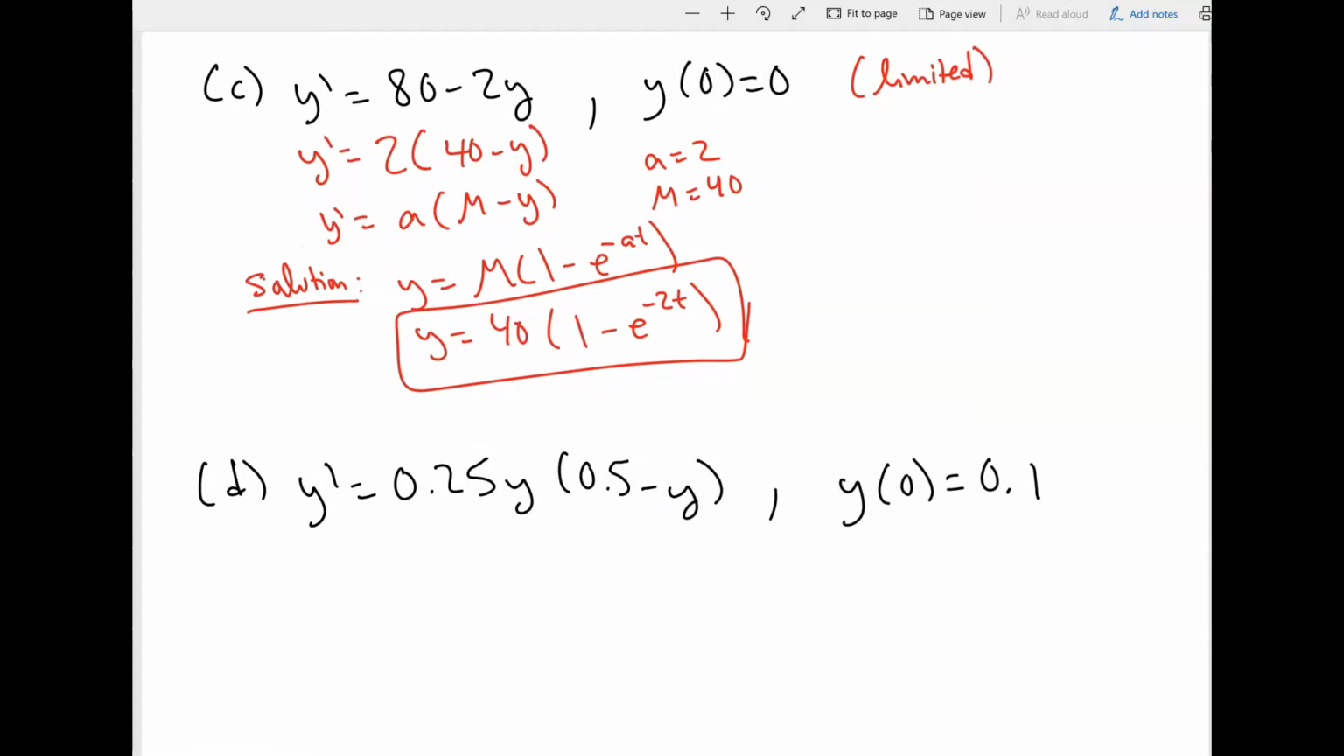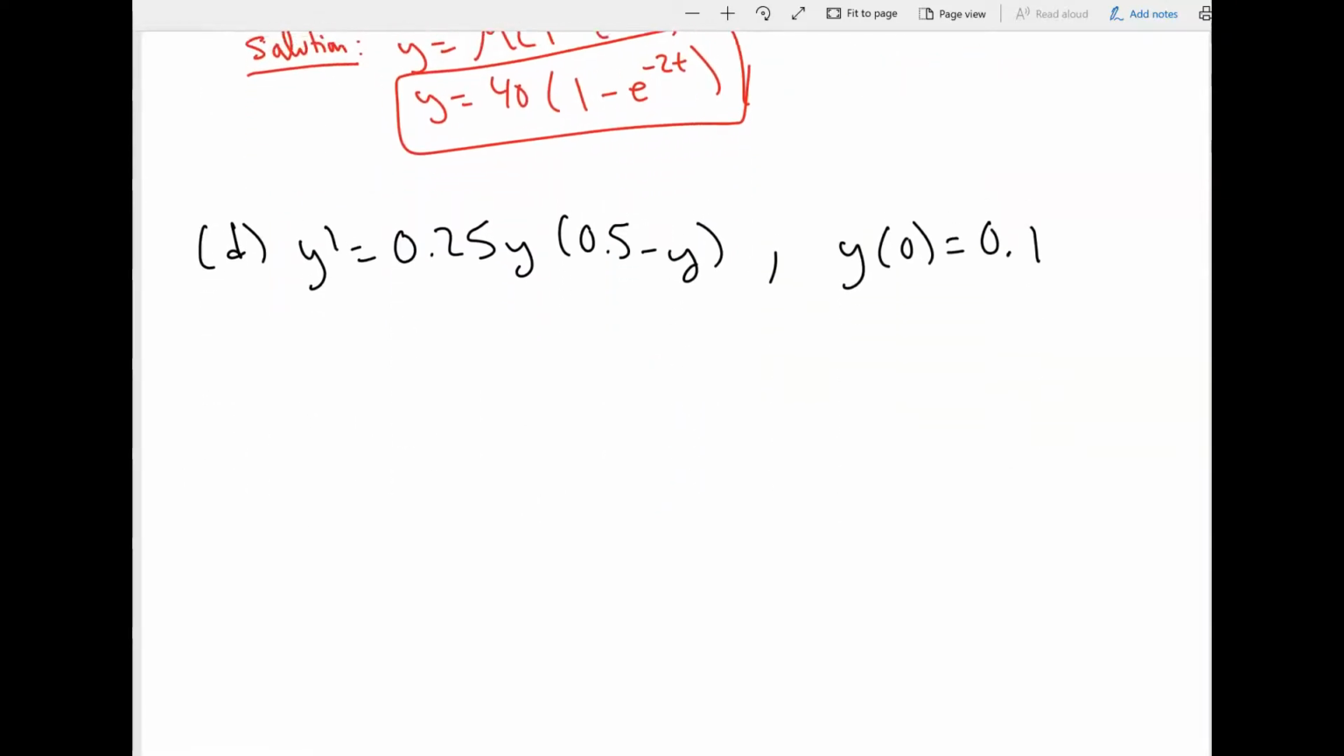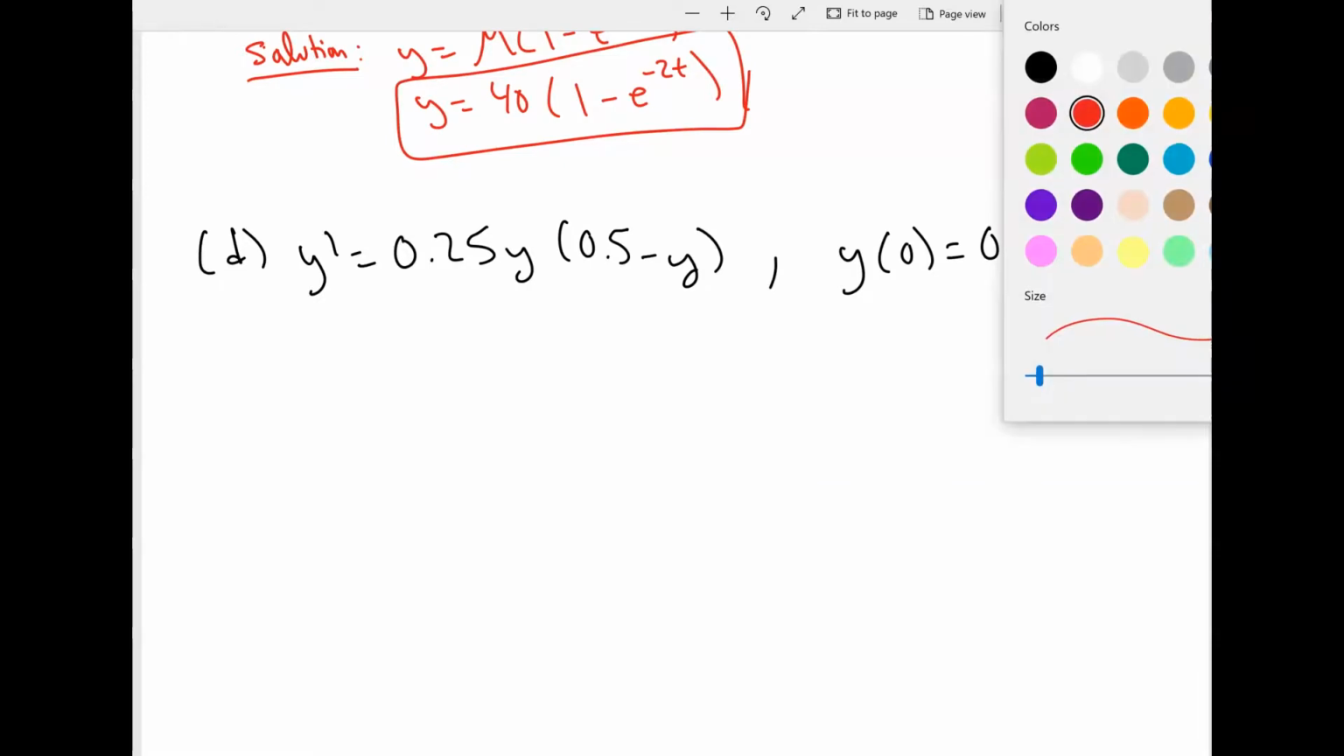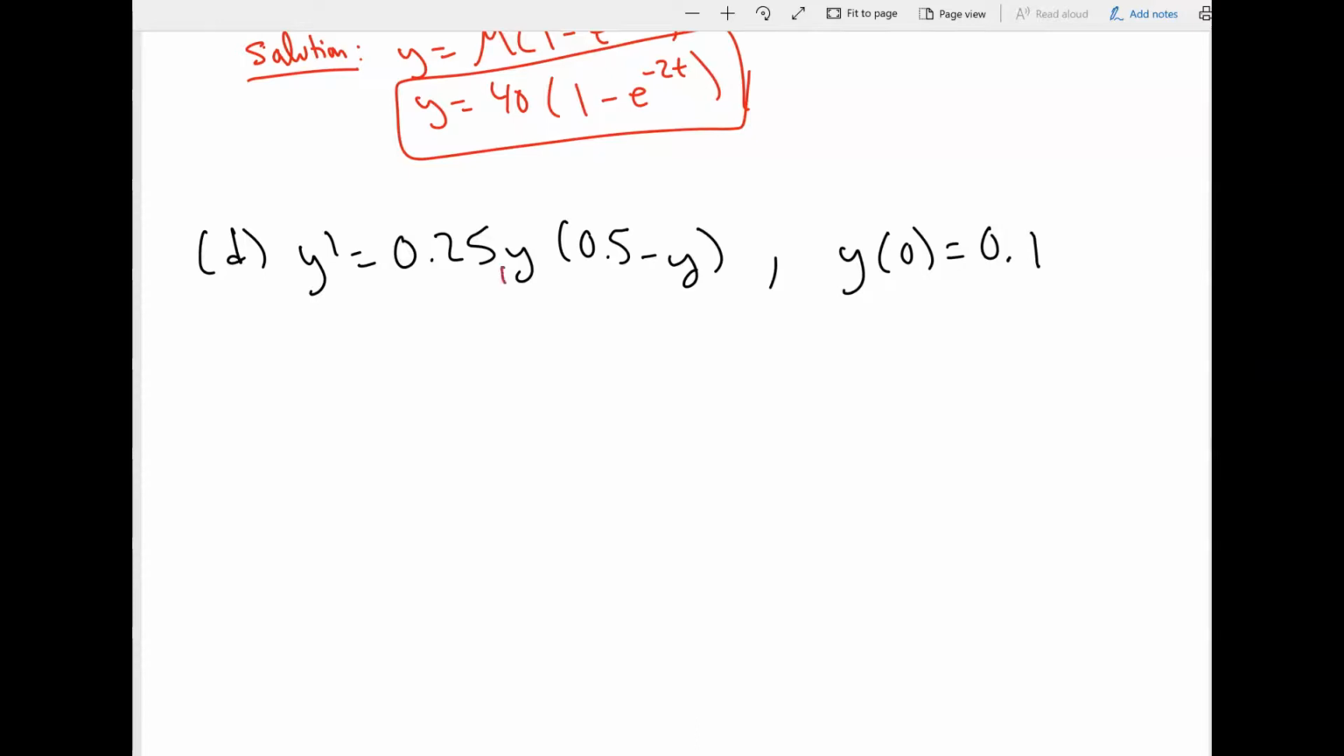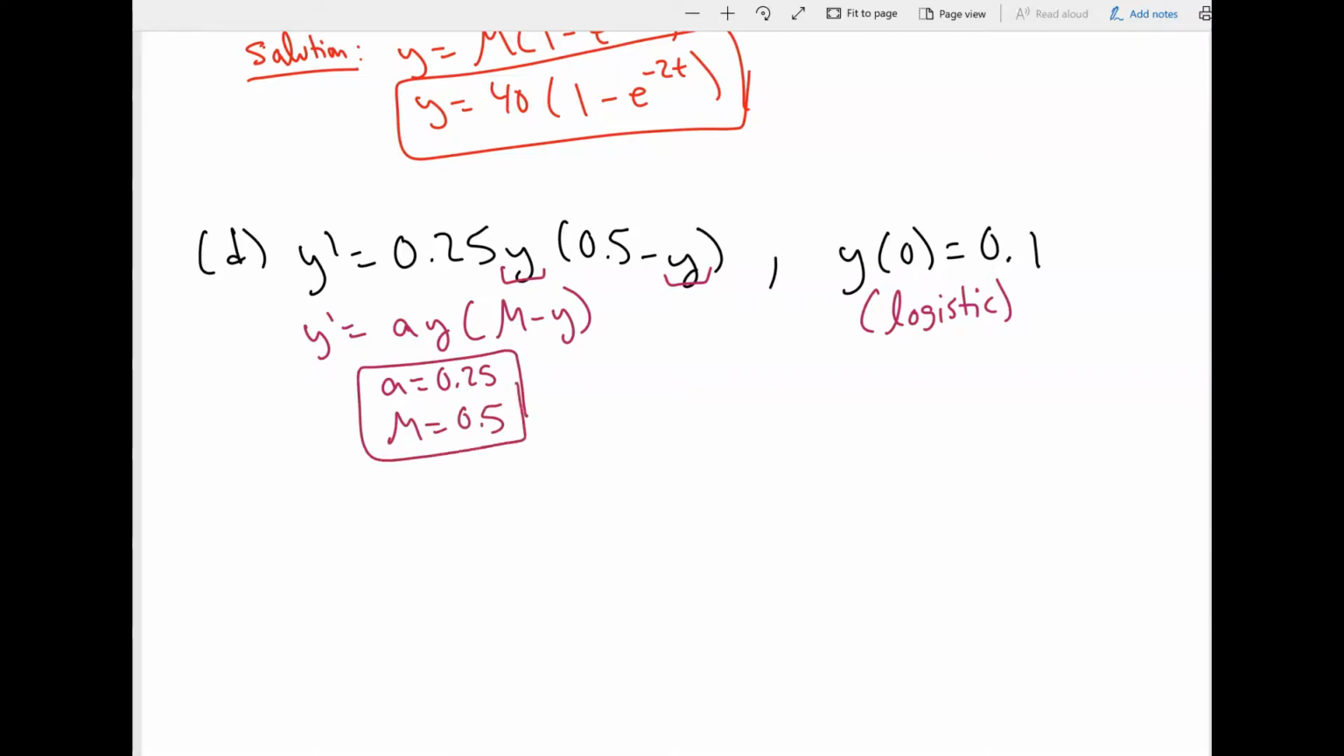And now let's go to the monster one, which is the logistic model. In this case, why is this logistic? Well, you have a y on the outside and a y on the inside, so therefore it makes it logistic. Let me write down the differential equation for the logistic: y' = ay(m - y). You can clearly see that a is going to be 0.25, and your m value is going to be equal to 0.5. So these are the values.